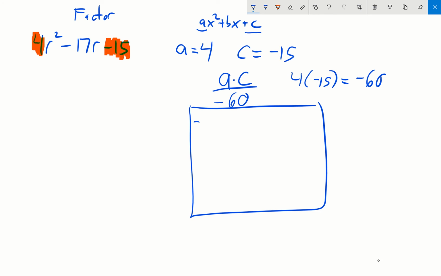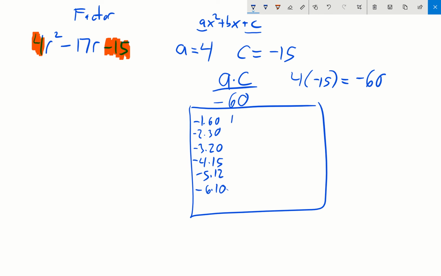For example, I can do negative 1 times 60, that would work. 2 can go in 30 times. 3 can go in 20 times. 4 can go in 15. 5 can go in 12 times. 6 can go in 10 times. 7 can't divide. 8 can't divide. 9 cannot divide. And then we're back to 10, which will just relist these in opposite order.